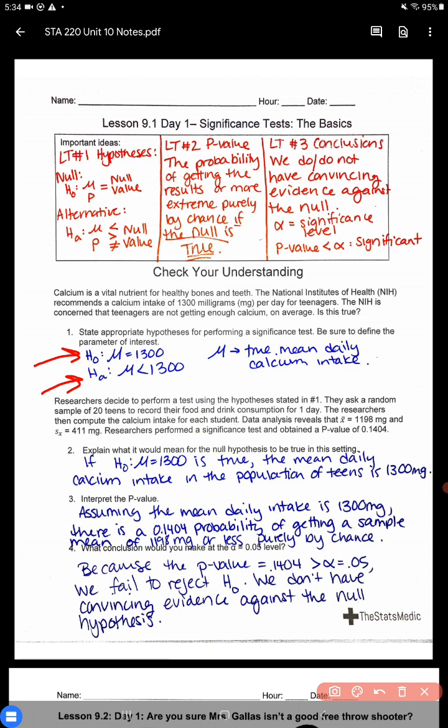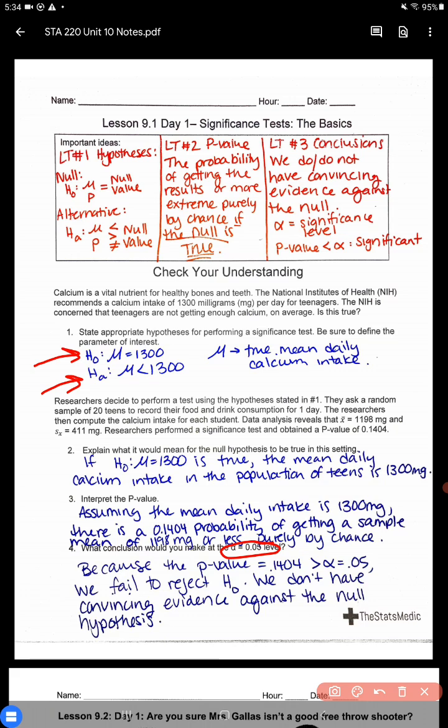So then what is our conclusion? Because our p-value is 0.1404, which is not highly unusual, and what I mean by not highly unusual, there was a greater than 5% chance, and that's generally our rule of thumb. Sometimes you may see people look at a 10%, and the way you tell is right here. They told us alpha is 0.05. So anything less than 0.05 is considered unusual.